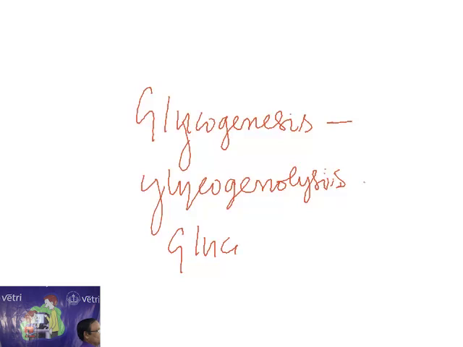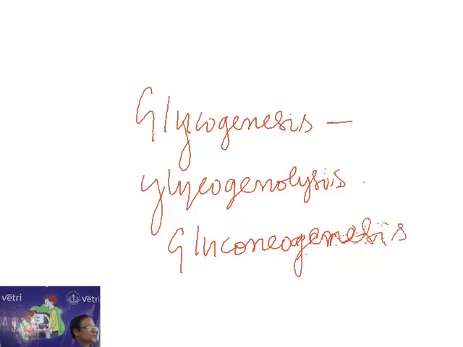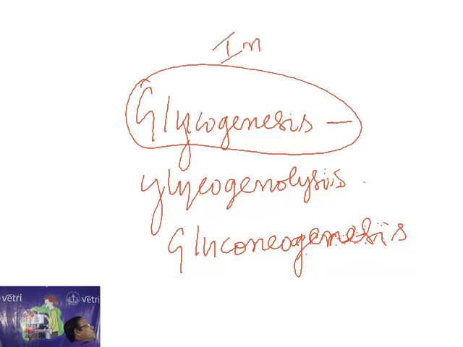Another one, gluconeogenesis, which is the formation of glucose from non-carbohydrate substances. These are the three phenomena responsible for maintaining the glucose level. Now for glycogenesis, only one hormone is involved in this process, namely insulin. The hormone insulin is responsible for the formation of glycogen.